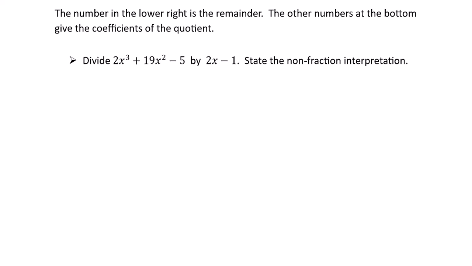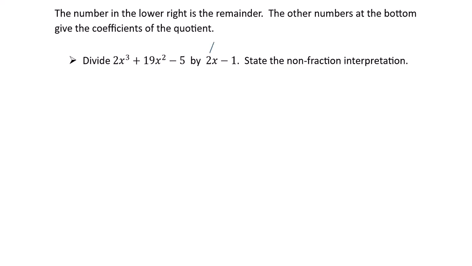So formally stated here, the number in the lower right is the remainder. The other numbers at the bottom give the coefficients of the quotient. And that quotient is going to be 1 power less than the polynomial you started with. Let's divide 2x cubed plus 19x squared minus 5 by 2x minus 1. And we'll state the non-fraction interpretation.